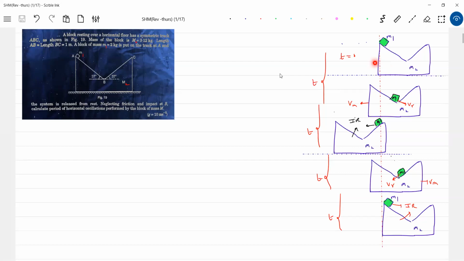speed, the normal contact N sin theta will act here. Due to N sin theta, the wedge will move towards left, will accelerate. Due to acceleration, speed will increase. By the time this reaches here, that will be the maximum speed. Very next moment, the block starts sliding up. N sin theta will act towards right. It will undergo retardation. So therefore, this is the maximum speed I should permit.